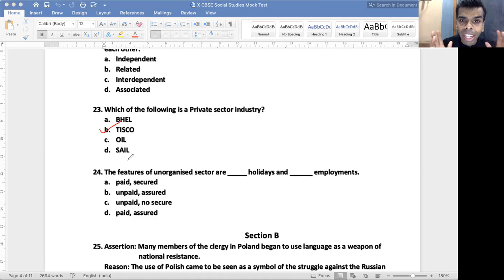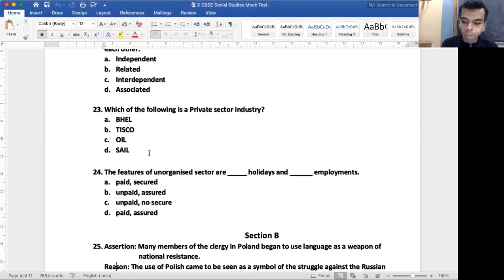The features of unorganized sector. This sector is unorganized, so obviously in the unorganized sector there is no paid leave, no maternity leave, no gratuity, no benefits, and no guarantee of employment. So where are all these features mentioned? It has been mentioned in option C, unpaid holidays and no secure employment. So I hope the geography and economics part of section A is very clear.